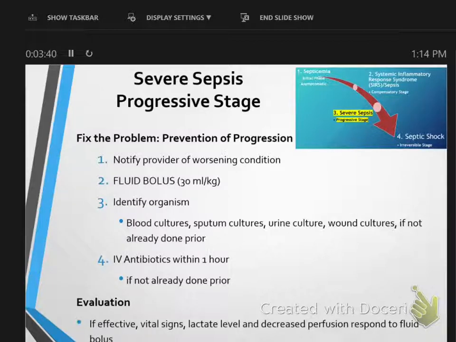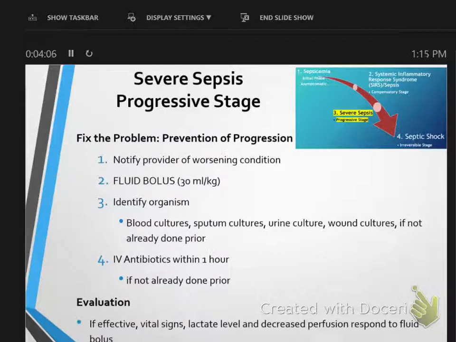And then hopefully the doc's called back and we're going to get some antibiotics on. Sometimes they're already on prophylactic antibiotics. Maybe it's not the right one. Maybe it's not a high enough dose. The physician has to decide the antibiotic dose. But fluids, 30 milliliters per kilogram is a standard. So let's say we are 100 kilos. It's about a 200-pound guy, 220-pound guy. 100-kilo patient, how much fluid is he getting?